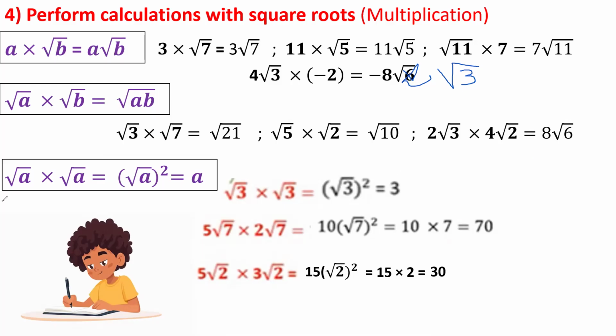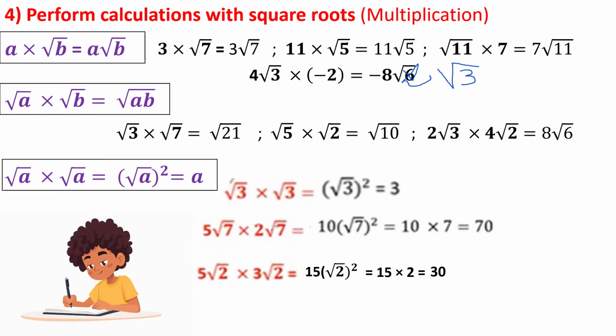So 2 times 4 is 8, and radical 3 times radical 2 is radical 6. Now the third rule, radical A times radical A, I'm multiplying 2 radicals having the same radicands. It's radical A squared, which is A. So radical 3 times radical 3 is radical 3 squared, which is 3.